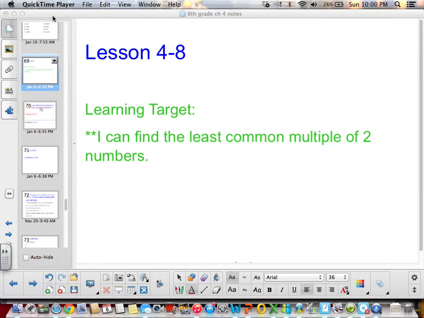Hi, sixth graders. We're on lesson 4-8. Our learning target is finding the least common multiple of two numbers.